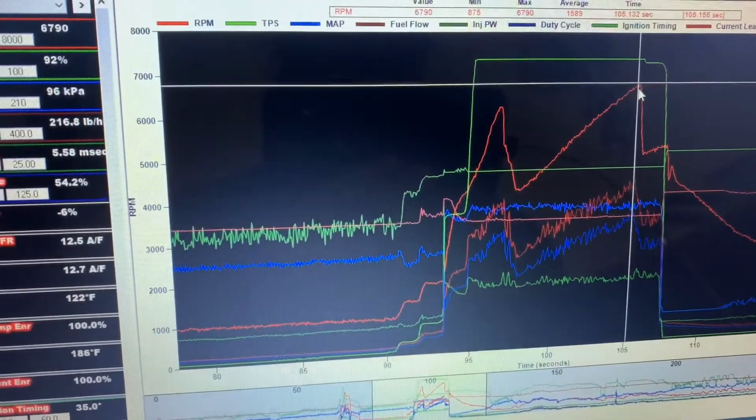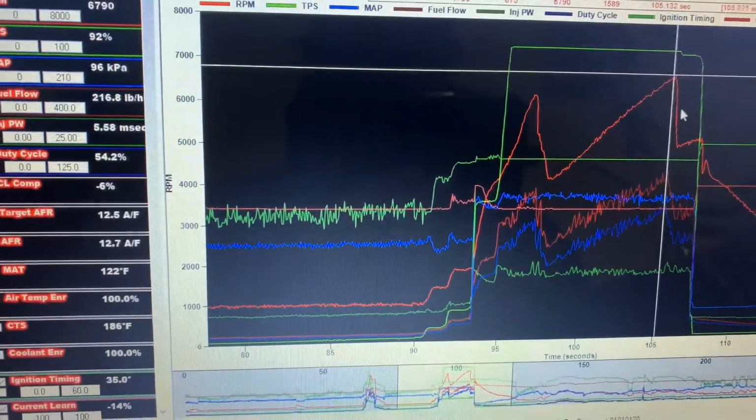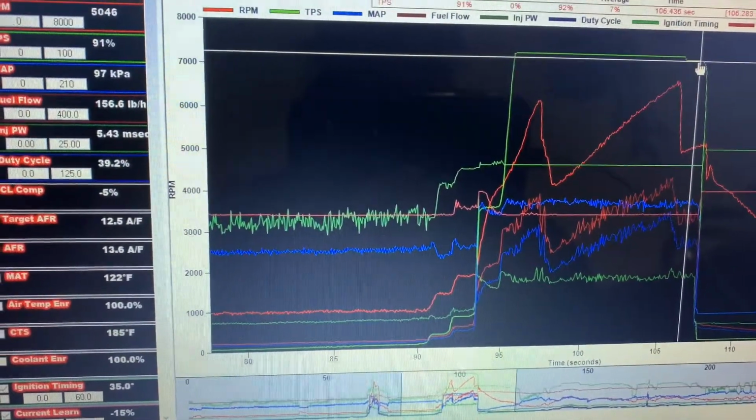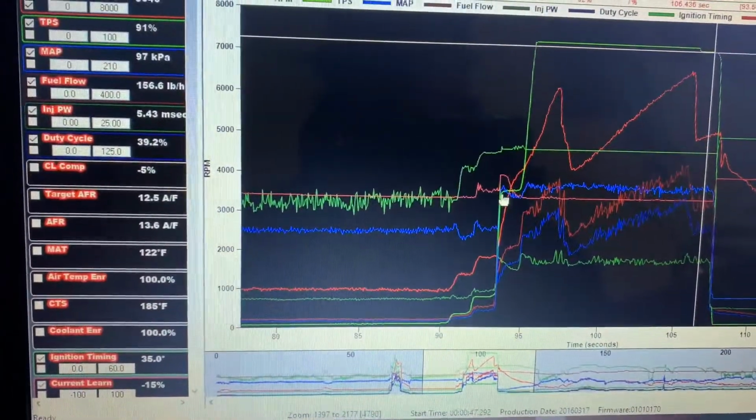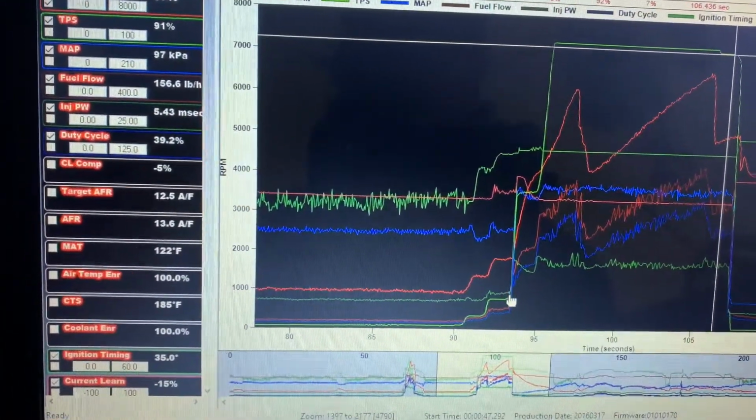Went on through second. I did the math. I was only on the throttle here from this point to this point right here where I let off the brake.